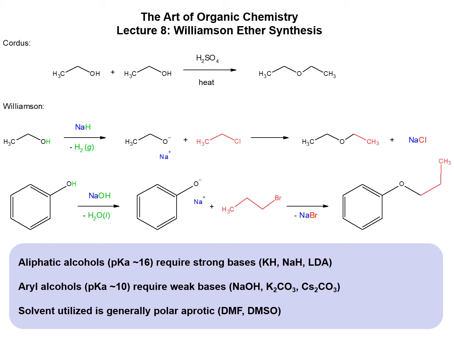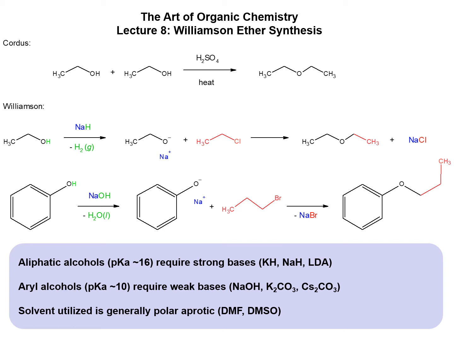The aliphatic alcohols require a strong base, such as potassium hydride, sodium hydride, LDA, or lithium HMDS, to deprotonate, because aliphatic alcohols have a pKa of around 16. With the aryl alcohols, a lower pKa leads to weaker bases being utilized, such as sodium ethoxide, potassium carbonate, or cesium carbonate. The reason for that is the phenyl ring is electron withdrawing, and it pulls the electron density in, therefore lowering the pKa of your acidic proton.